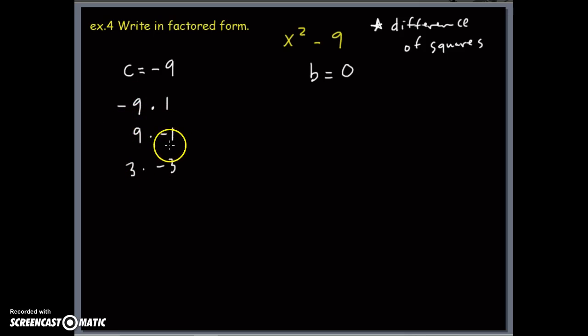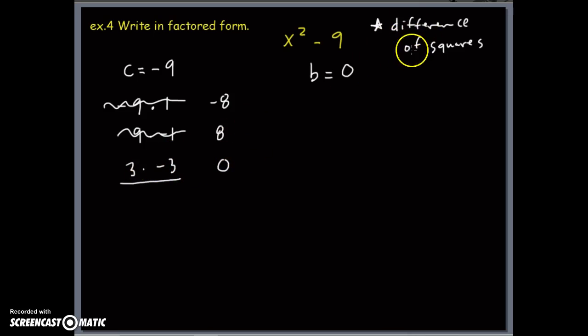So which of these adds up to 0? Well, negative 9 plus 1 is a negative 8. That does not add up to 0. 9 plus a negative 1 is a positive 8. That does not add up to 0. And then 3 plus negative 3, these are opposite numbers, so when you add them, they add up to 0. So these are our factors right here.